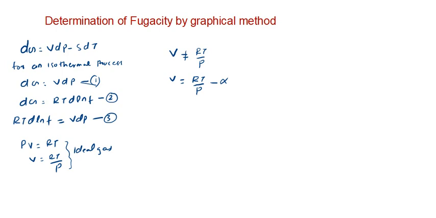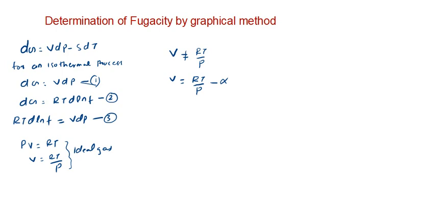Here alpha is a new function, and it is a function of temperature and pressure. In the case of a real gas, the molar volume V cannot be equal to RT/P, so to make it equal we introduce a new term called alpha, which is a function of temperature and pressure.